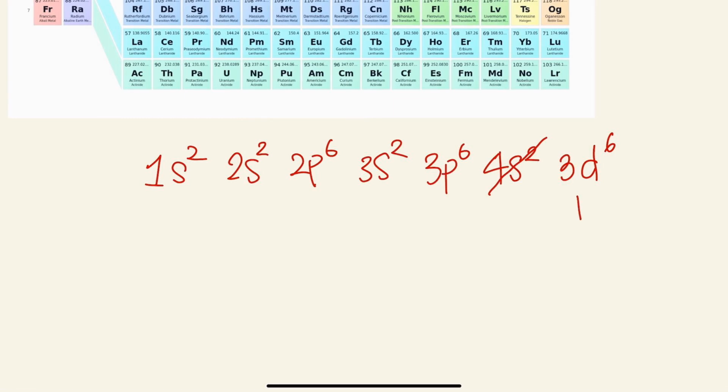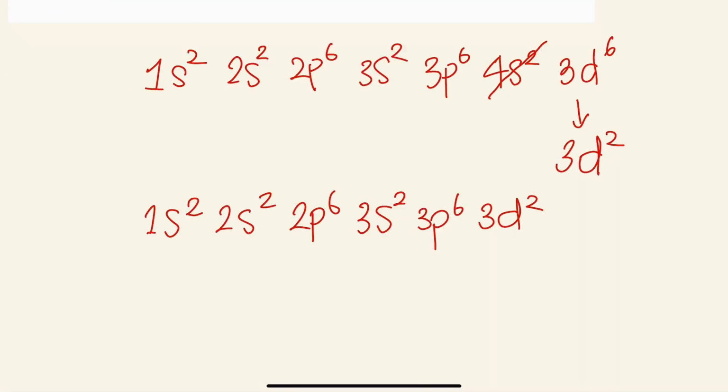So 3d6 will become 3d2. Our updated configuration will be this. If we were to remove more electrons, we would just continue by removing them from 3d2, 3p6, 3s2, and down the line. This applies with orbitals as well.